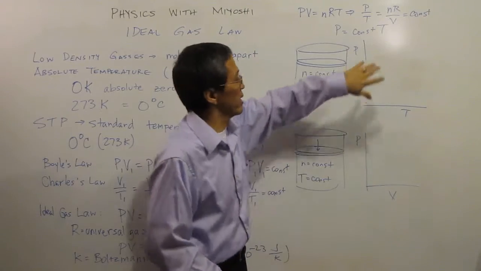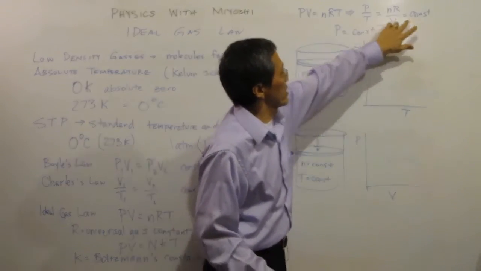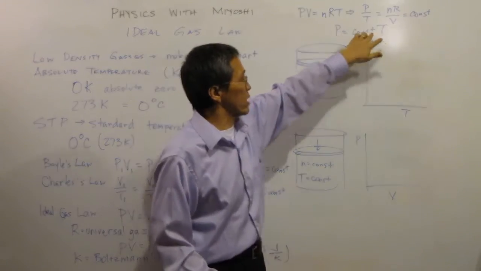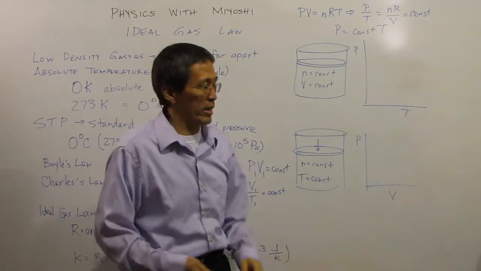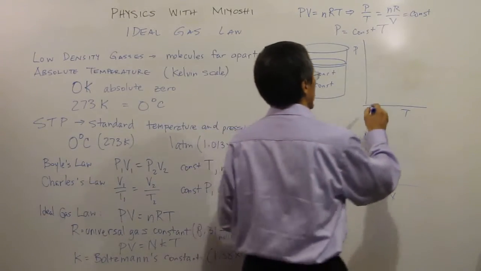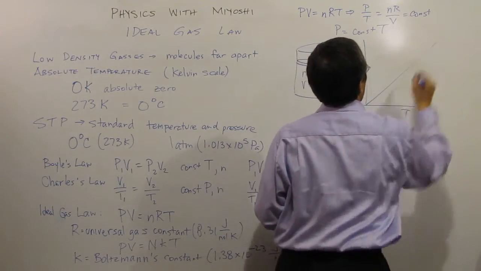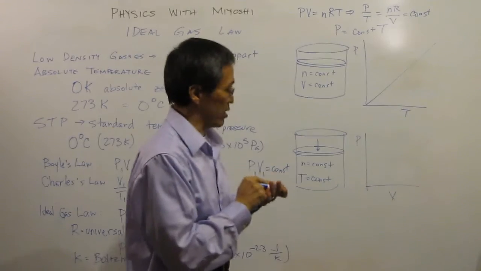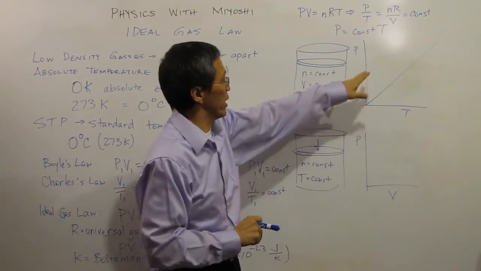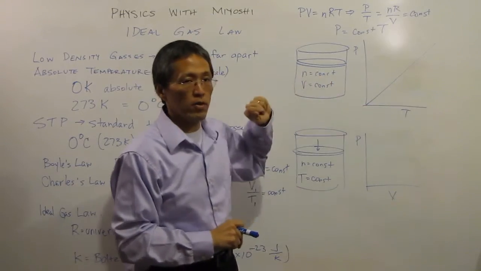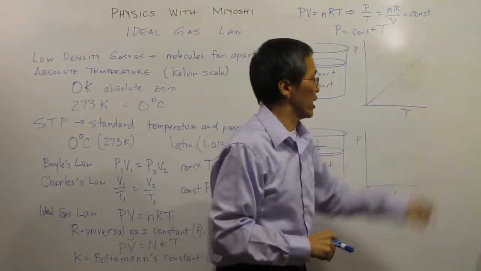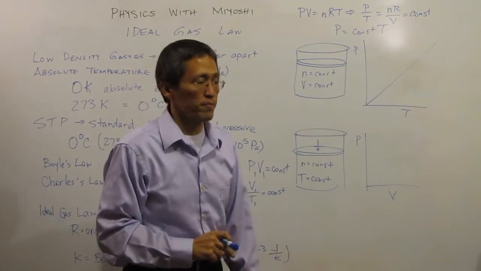We can see that if P over T is a constant, I can rearrange it so it looks like P is a constant times T, which hopefully you recognize is a straight line going through the origin. My pressure and my temperature are related in such a way, since the number of molecules doesn't change and the volume doesn't change, that this must be a straight line relationship.